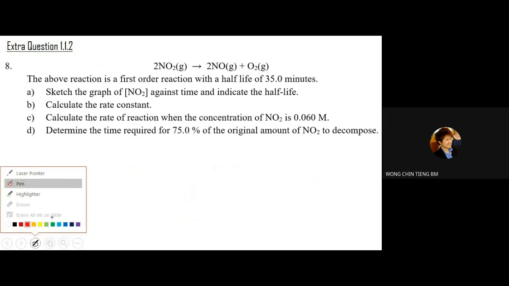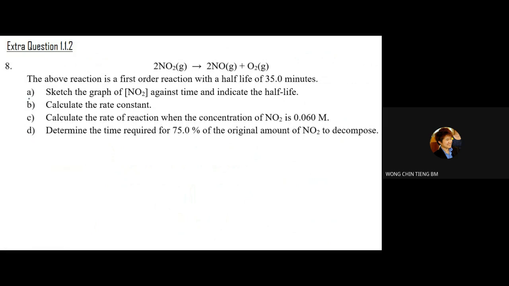Okay, I will skip the graph first. I'll do the graph later, but I want to do part B first. First and foremost, the question is an easy question. Why easy? The question stated first order, right? So how do I calculate the rate constant? What formula do you use? The question is asking for the rate constant, and it gives you the half-life, 35 minutes.